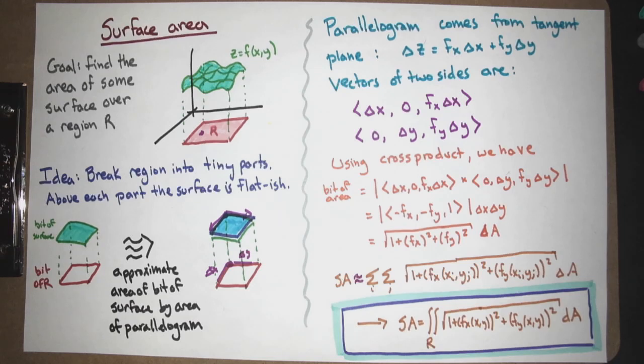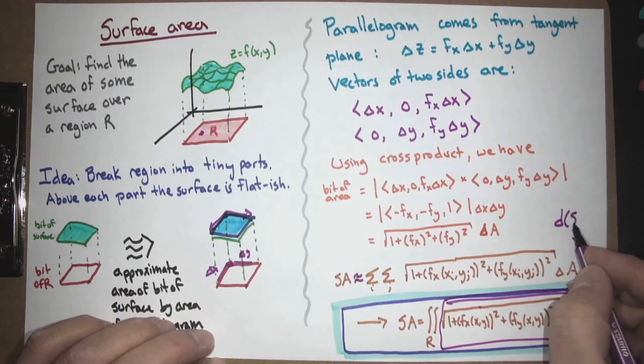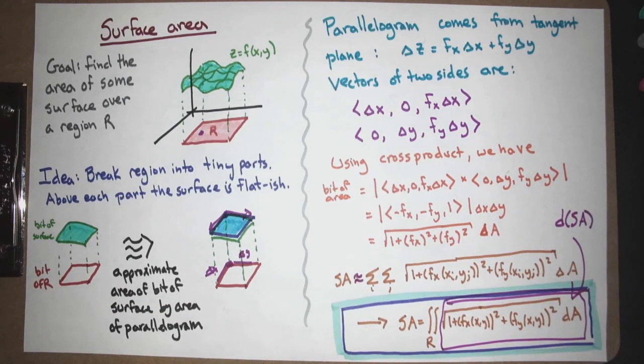Now, one thing I didn't write down, but I want to, and I'm going to do it right now, is this piece right here, we're going to give this a name. So going forward, we're going to call this dSA. So that's how we're going to think of it. It's a bit of surface area. So when we talked about integrals, we sometimes use dA for a bit of area, dV for a bit of volume. I use dSA for a bit of surface area. Word of warning, the book does not use dSA. Do you know what the book uses?